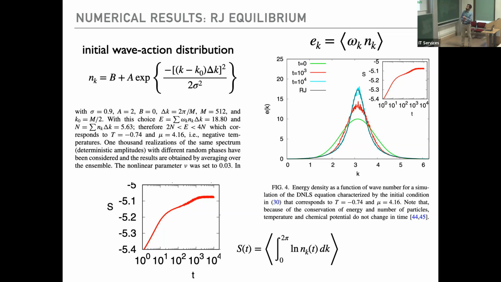This is how the spectrum will evolve. From the green line, it will evolve to this red line here, and then to the blue line here. And in black, we are plotting the Rayleigh-Jeans distribution. So clearly the system will then converge, or equilibrate, towards the negative temperature states.